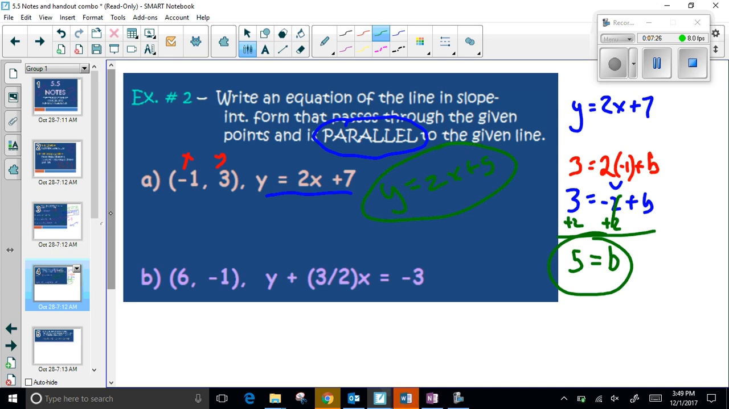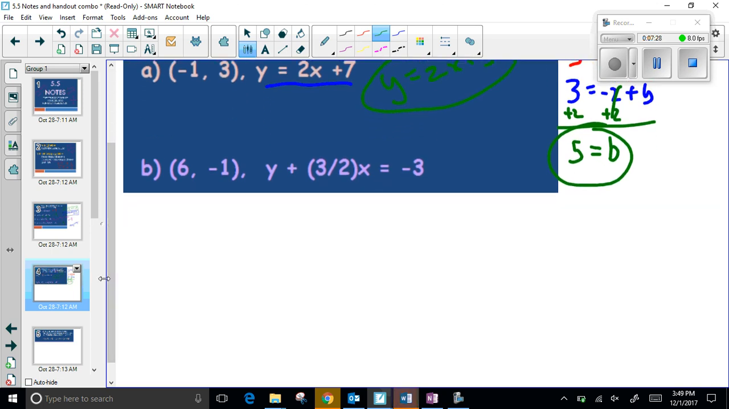The next one, I think, should work. For this one, man, it's got some interesting stuff going on. So I need to get y by itself. I'm going to subtract 3/2 x on both sides so I can get it in slope-intercept form. Now I've got y is equal to 3/2x minus 3. Okay, that's the line I want to match up with. It's got to be parallel to this. It's got to go through this point.